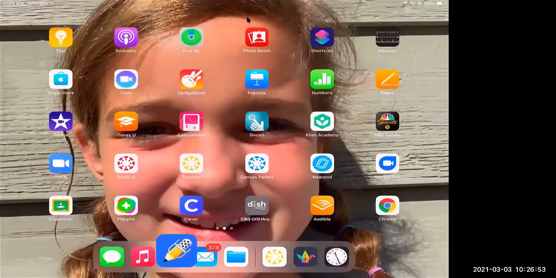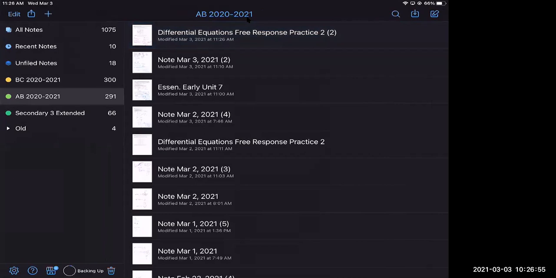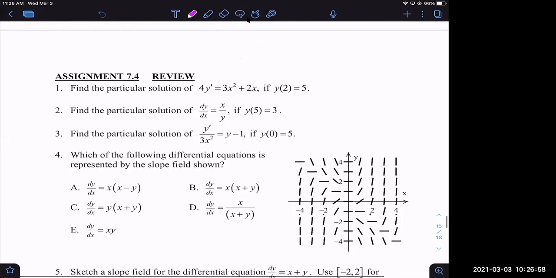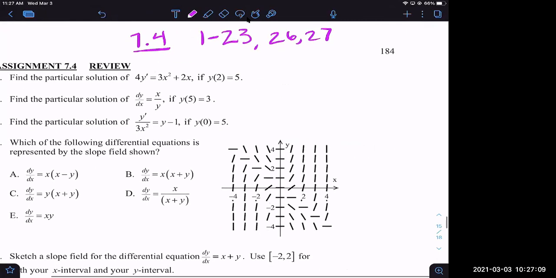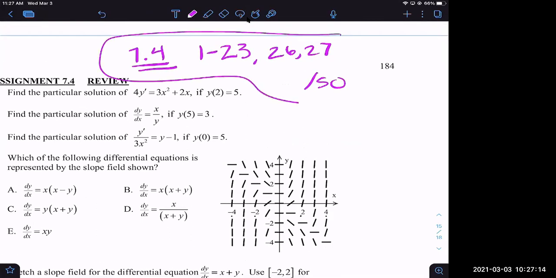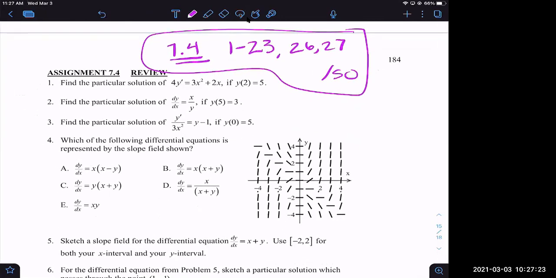Now you guys can just work on your review. So again, your review assignment, it's your 7-4. I did skip some of these. There were some problems in here we skipped. So we're gonna do 1 through 23 and 26 and 27. This assignment will be due on Friday, so you don't have a new assignment tomorrow. Tomorrow is just a question day and one more of these free response practice questions for our test. All right, you guys work.